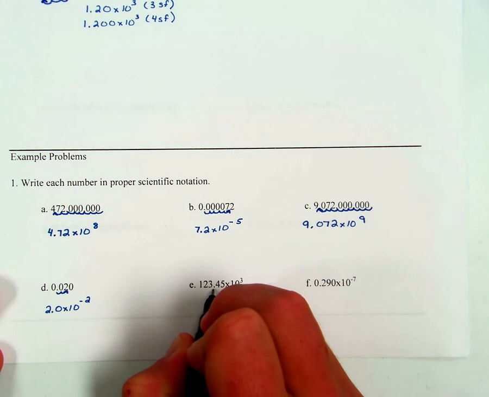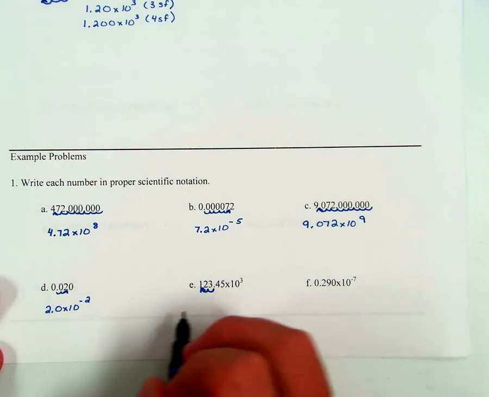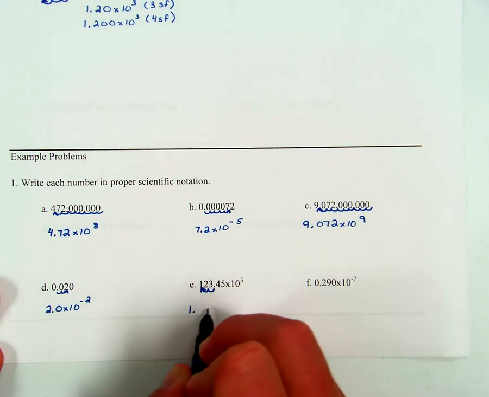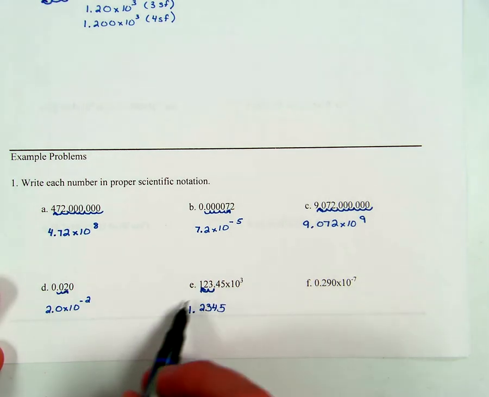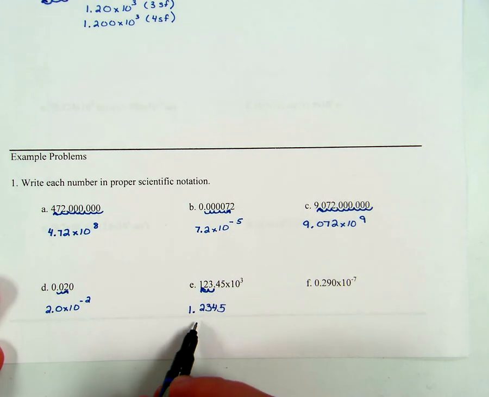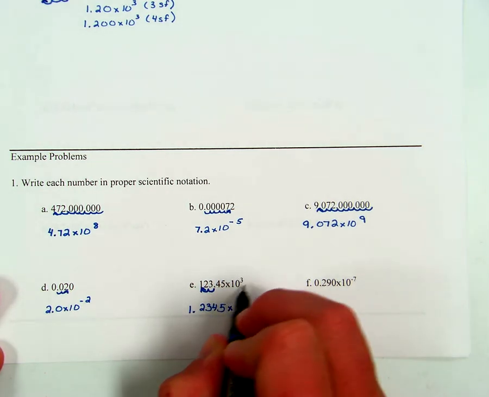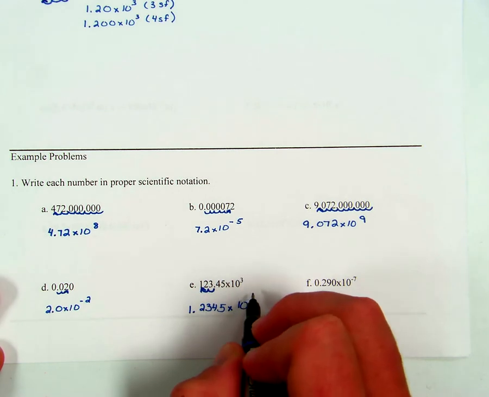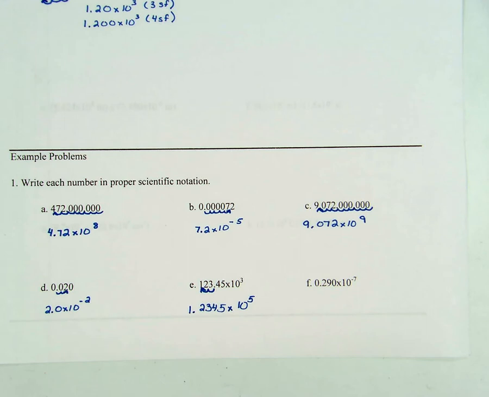1, 2. Now when we do that, our exponent needs to change. I know my number out front is going to be 1.2345. If we go to the left, our number out front got smaller. It went from 123.45 to 1.2345. So our exponent has to get bigger. So instead of 3, I need to make it 2 powers of 10 bigger. So that would be 5. So 1.2345 times 10 to the 5th.